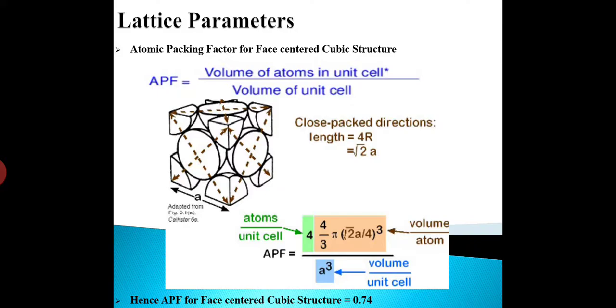You can select any one relation, either r is equal to root 2a divided by 4 or r is equal to a divided by 2 root 2. So again, the green color shows that 4 is the n average for the FCC structure. The orange color shows the volume of atom, that is 4 by 3 pi r cube, where r is changed to root 2a divided by 4. The blue color shows the volume of unit cell, that is cube volume a cube. So after substituting all these values, we get APF is equal to 0.74 for the FCC structure.